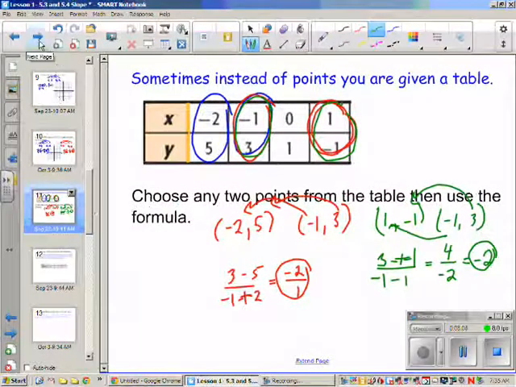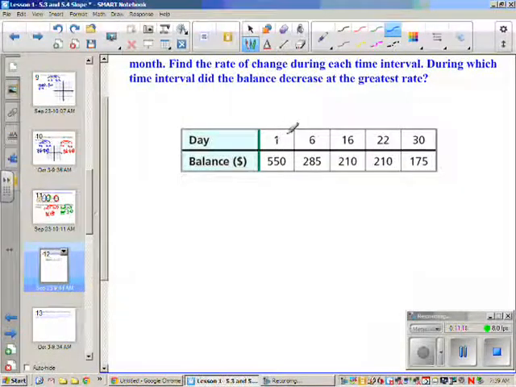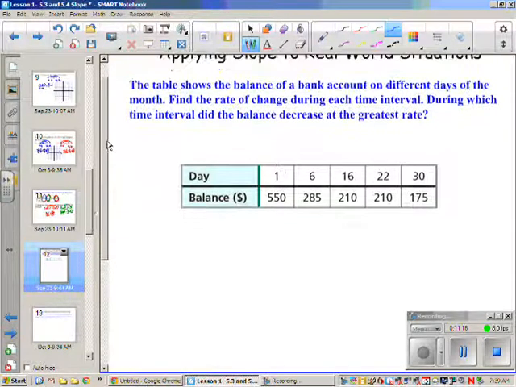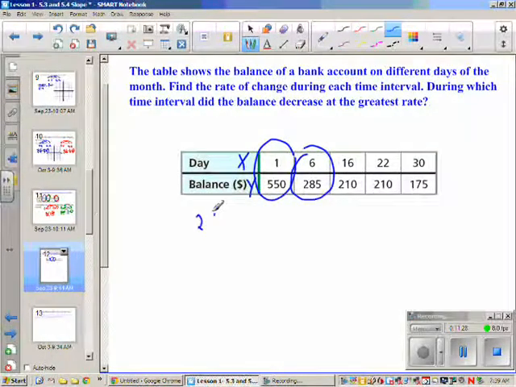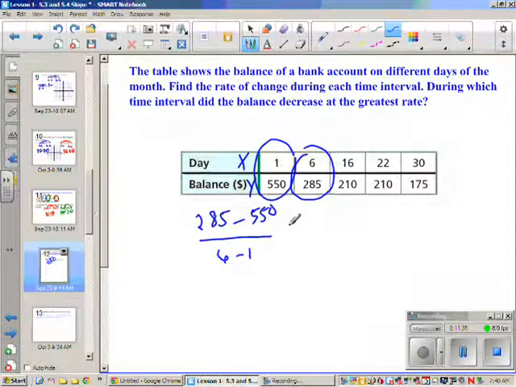This last example we're going to do, this problem we're going to be dealing with rate of change. So we're going to find the rate of change between each one of these points. Now this doesn't say that it's on a line. And so they want us to find during which time interval the balance decreased at the greatest rate. So I'm going to find from 1 to 6 days. So days is my x, balance is my y. So I'm going to take 285 minus 550 over 6 minus 1. So when I take 285 minus 550, I get negative 265.